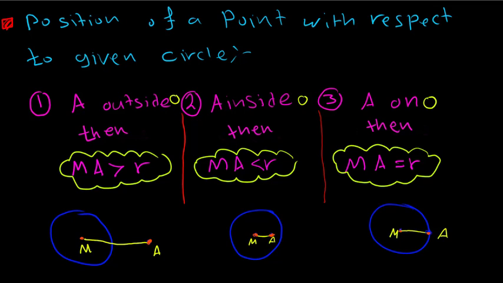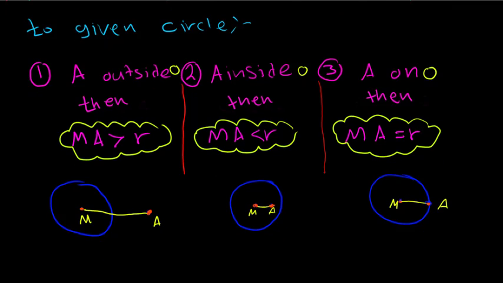If you have a circle in a plane, the circle will divide the plane into three parts: outside, inside, and on the circle. If you draw the point A outside the circle, then the length of line segment MA will be more than the length of the radius.